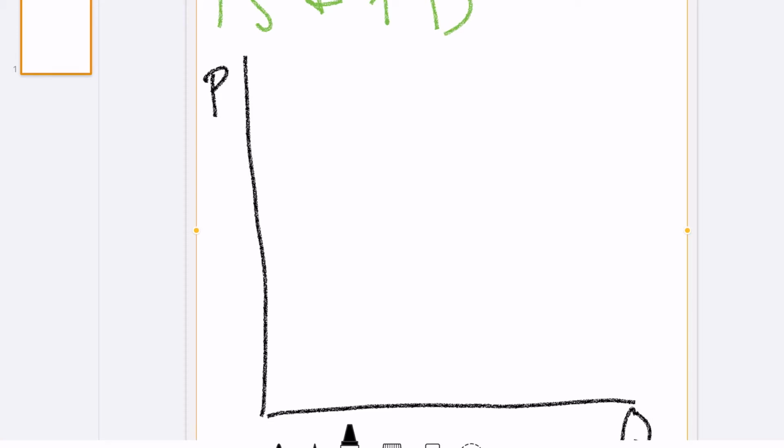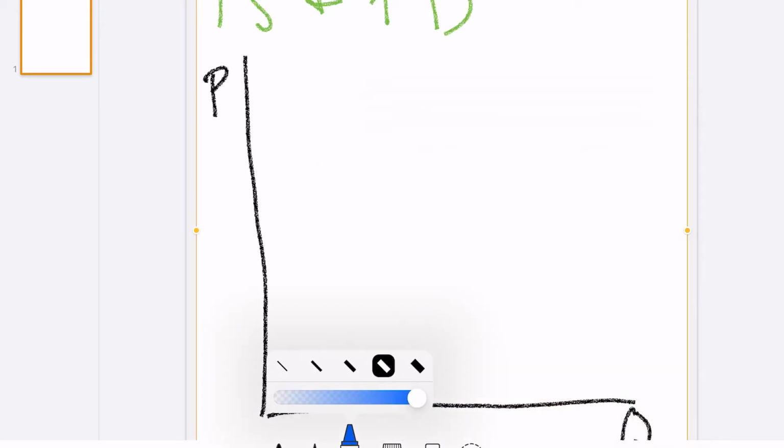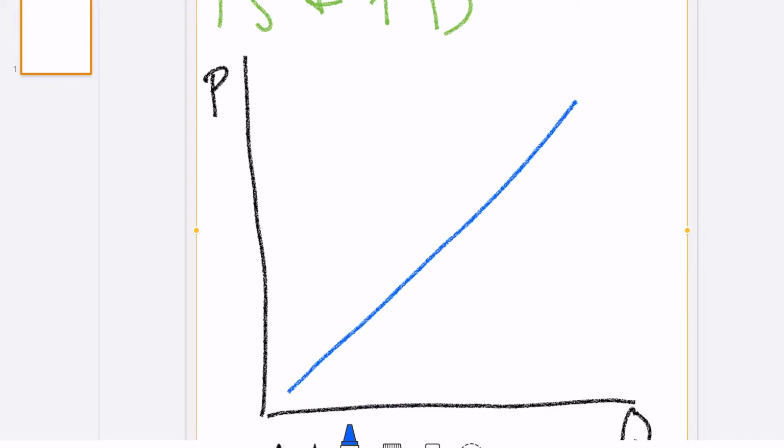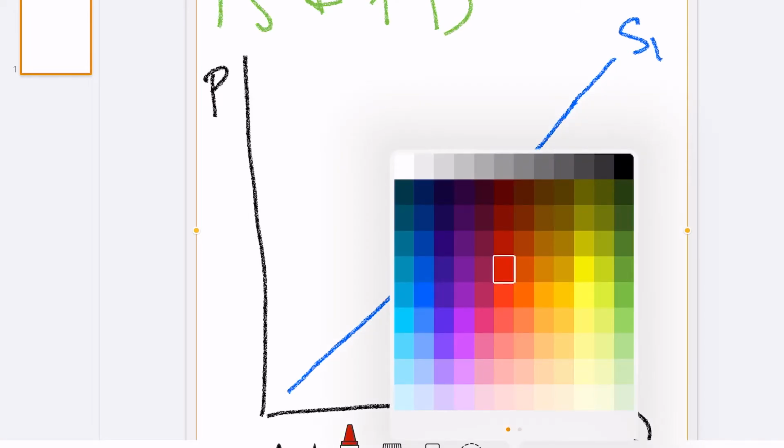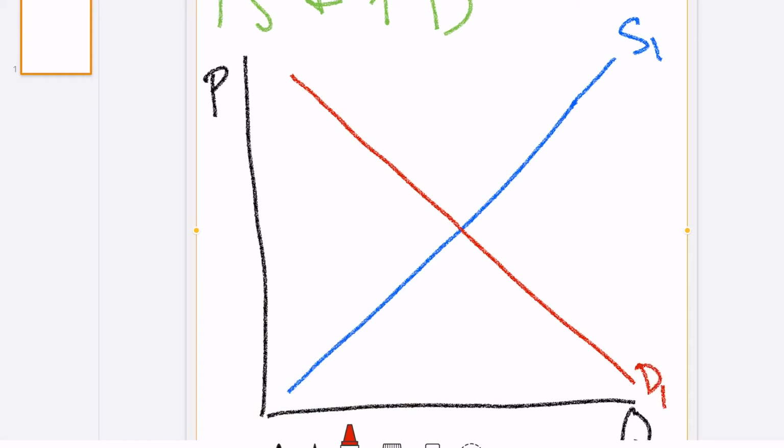So we're doing an increase in supply and demand. But the first thing we need to do is draw our original graph. So we're going to do supply to the sky, S1, and we're going to do demand, D1. We're going to use purple to label our E1, Q, E1.